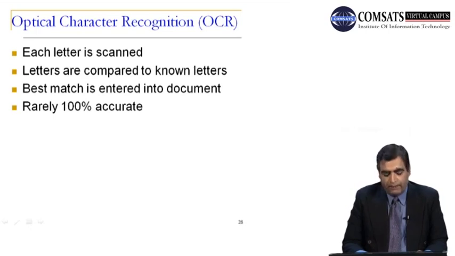To translate bitmaps into text, the OCR software looks at each character and tries to match the character with its own assumptions about how the letter should look. Because it is difficult to make a computer recognize an unlimited number of typefaces and fonts, the OCR software is extremely complex and not always 100% reliable. Despite the complexity of the task, the OCR software has become quite advanced. So each letter is scanned, the letters are compared to the known letters, and the best match is entered into the document. It is very rare that it is 100% accurate. The chances of errors are there.